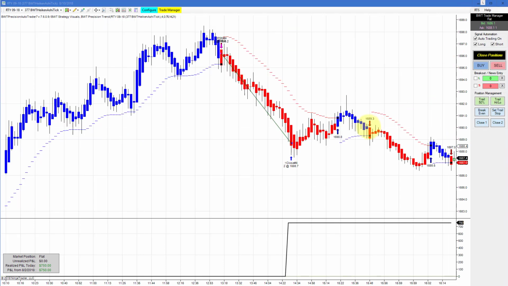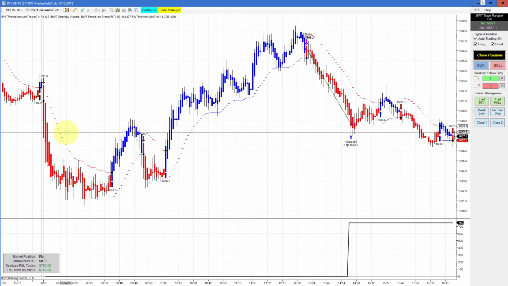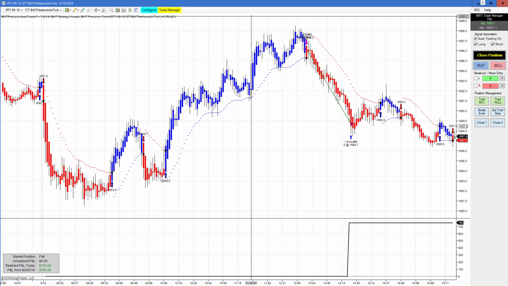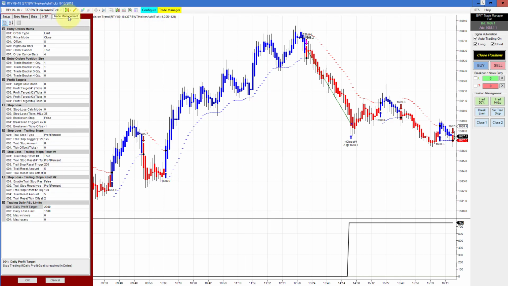Okay, same trade on a 377 Heikin-Ashi chart, and again really nice signals on the indicators, but taking this trade here, this is a limit order with a pullback of 8 ticks, so a pretty substantial pullback.